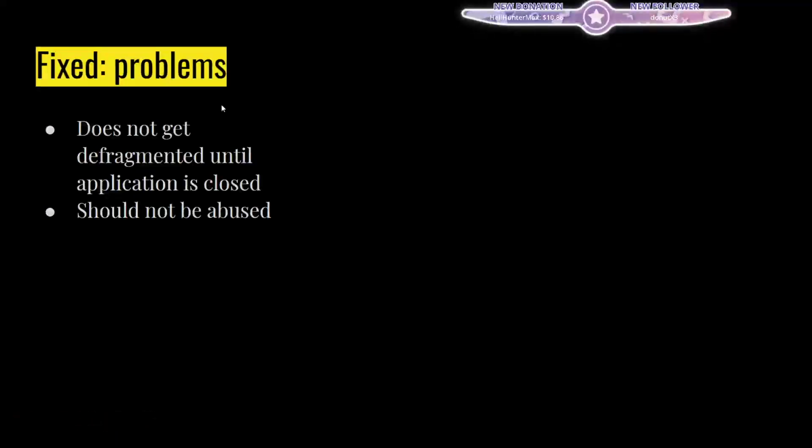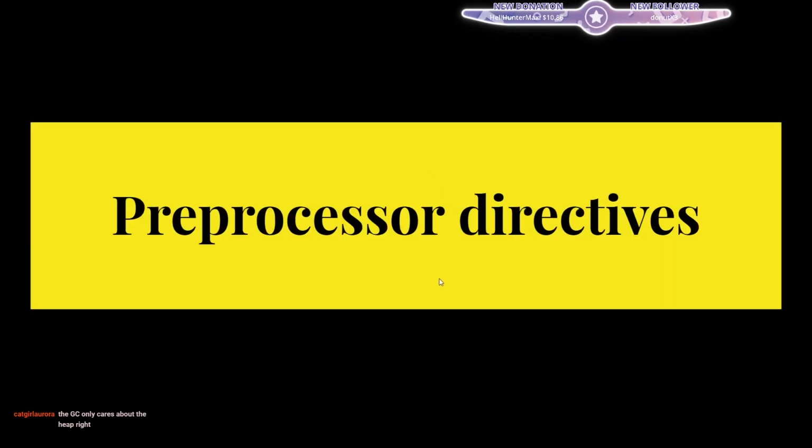The problem with fixed is that since the garbage collector doesn't collect it, it causes fragmentation, and therefore you shouldn't abuse it. Yeah, GC cares only about the heap. So if you abuse fixed, you will have lots of fragmented places, so you need to be careful. Again, I'll do more demos after. I just want to go quickly through the material.